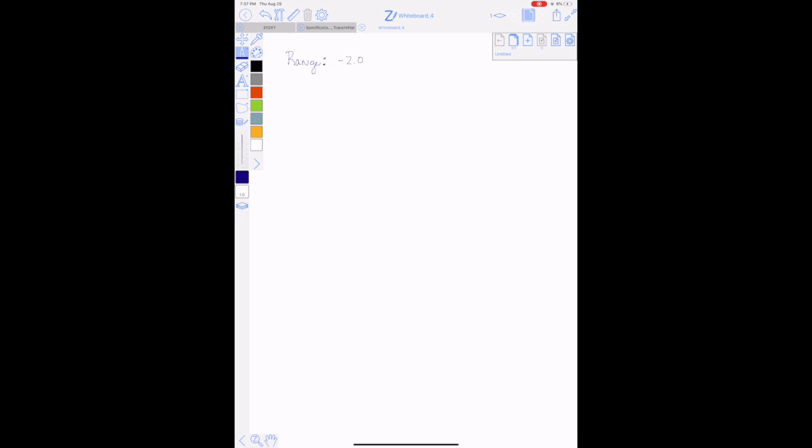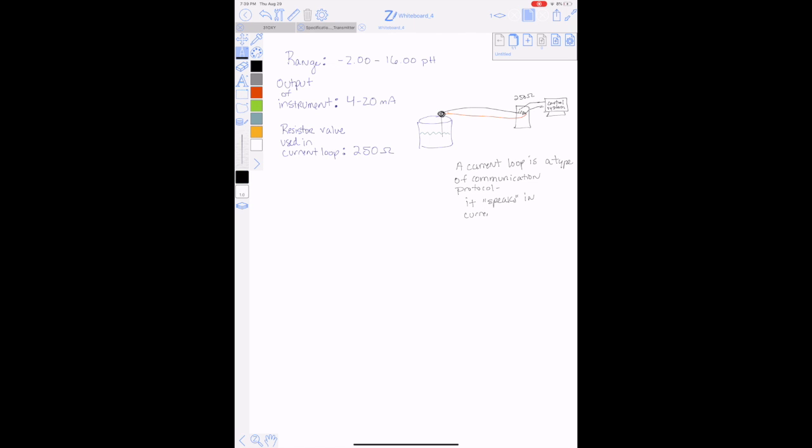As we have just seen, the range of this instrument is -2 to +16 pH. The output is a 4 to 20 milliamp signal. And the resistance value of the resistor we will be using in this current loop is 250 ohms. To make it more clear, we have a pH sensor, which is an instrument, and it's using a 4 to 20 milliamp loop. And the 4 to 20 milliamp loop is the type of communication signal.